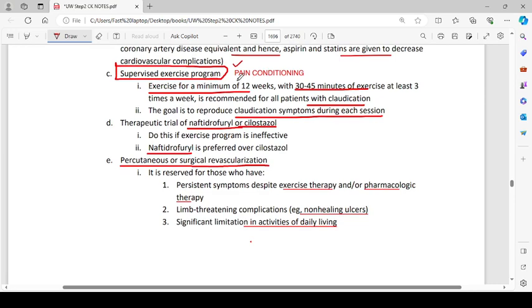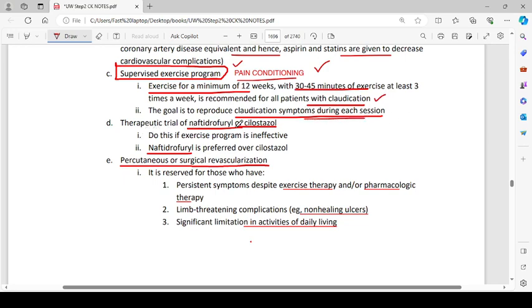Supervised exercise program, that is pain conditioning, so that the person can walk a longer distance without having pain. Exercise for a minimum of 12 weeks with 30 to 40 minutes of exercise at least 3 times a week is recommended for all the patients with claudications. The goal is to reproduce claudication symptoms during each session.